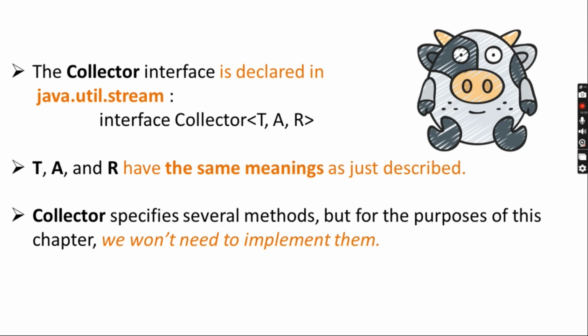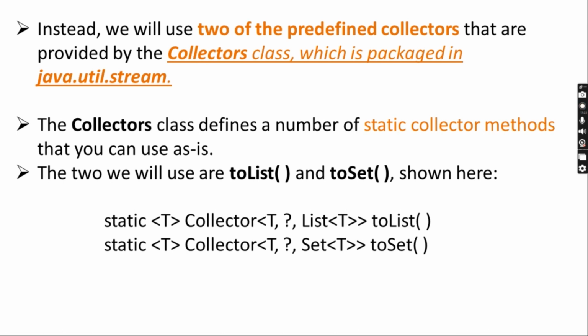The Collector interface is declared like this: Collector<T, A, R>. The T, A, R meanings are the same as in the previous PPT. There are several methods available, but we don't need to implement all of them for the sake of our understanding of this chapter. Instead, we will use two of the predefined collectors provided by the Collectors class, which is packaged in java.util.stream. The Collectors class defines a number of static collector methods.